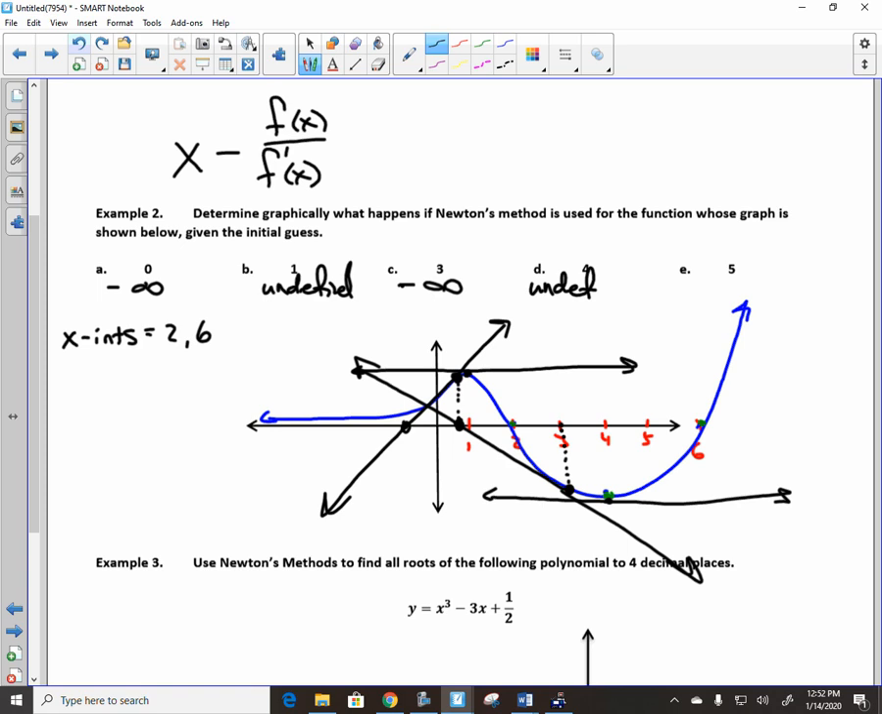Let's see what happens if we guess 5. We guess 5, I find the point, and I draw a tangent line. Too often when people do this, they say, oh, it's going out towards negative infinity. No, do it multiple times and see what happens. I'm looking for where it crosses the x-axis. It crosses right here.